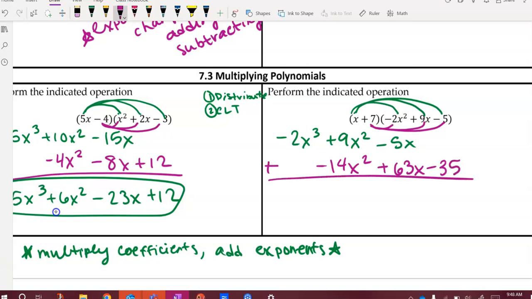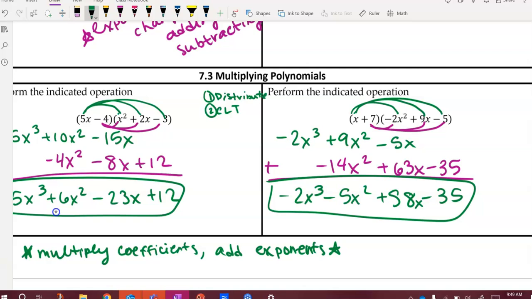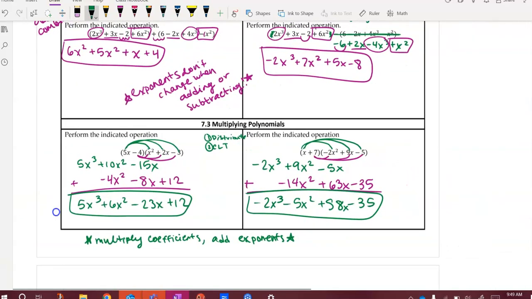Now we can combine everything vertically. We have negative 2x cubed, 9 minus 14, which is negative 5, 63 minus 5, which is 58, and negative 35. Oh, there we go. And that concludes your first section of the review.